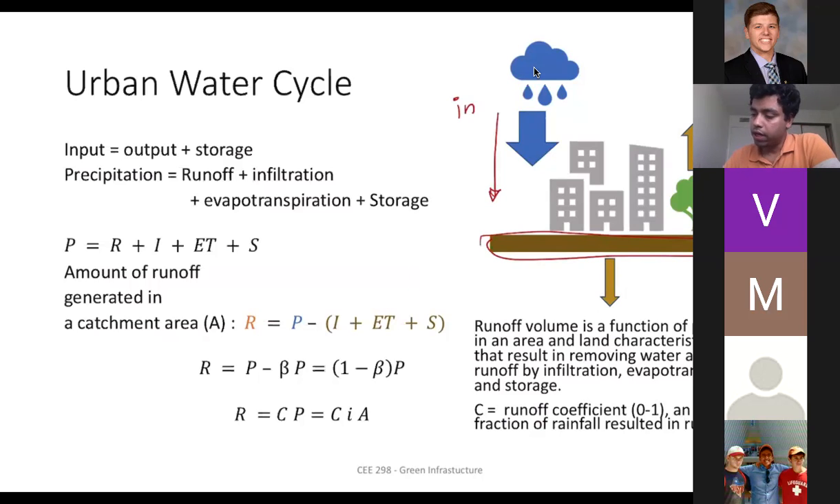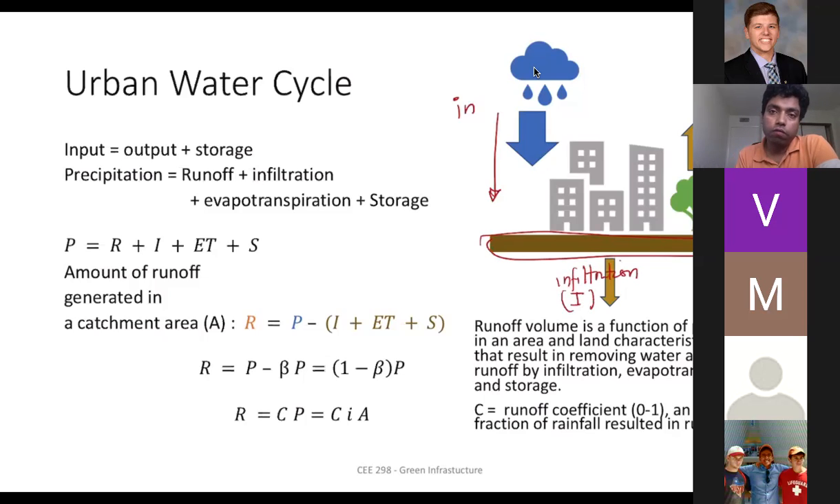Output number 1 is runoff. That is stormwater. This is what we are interested in, because that's what we need to treat. But whatever comes in, some of the water will first become infiltration. So that's I.